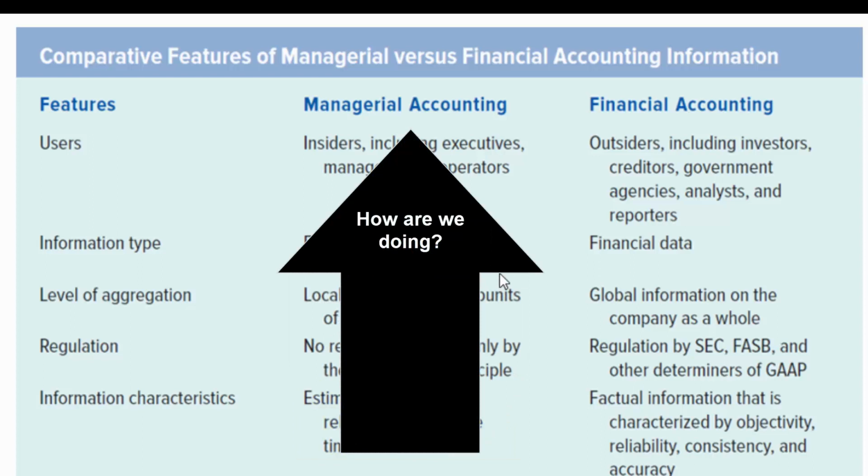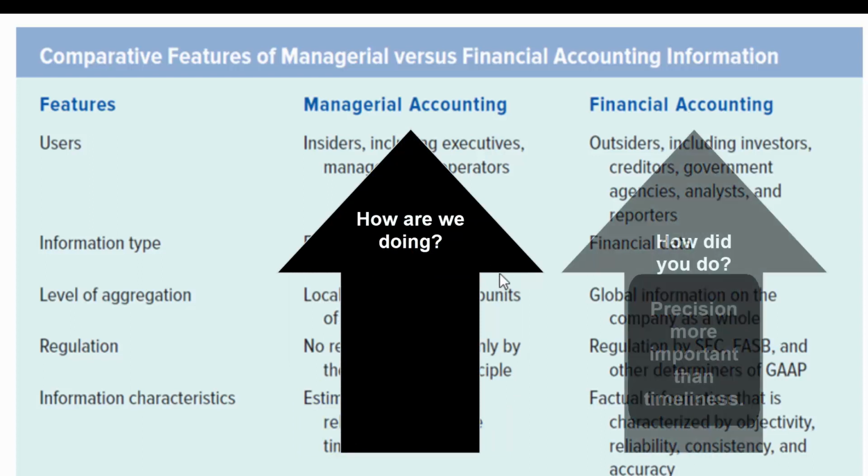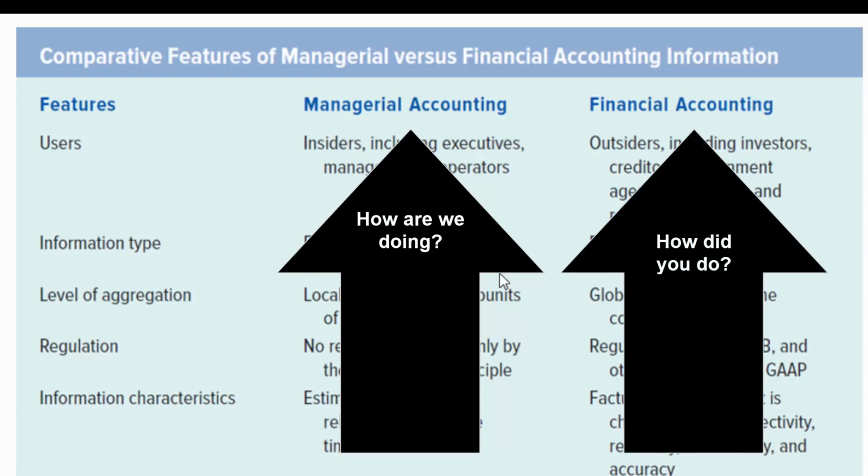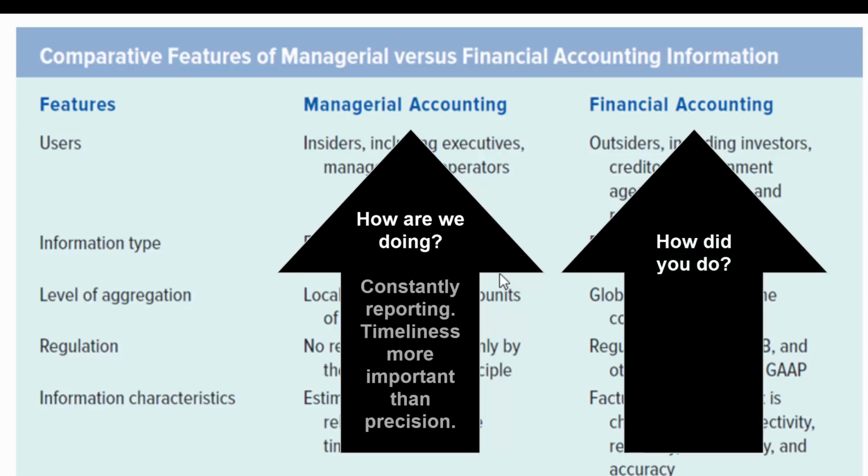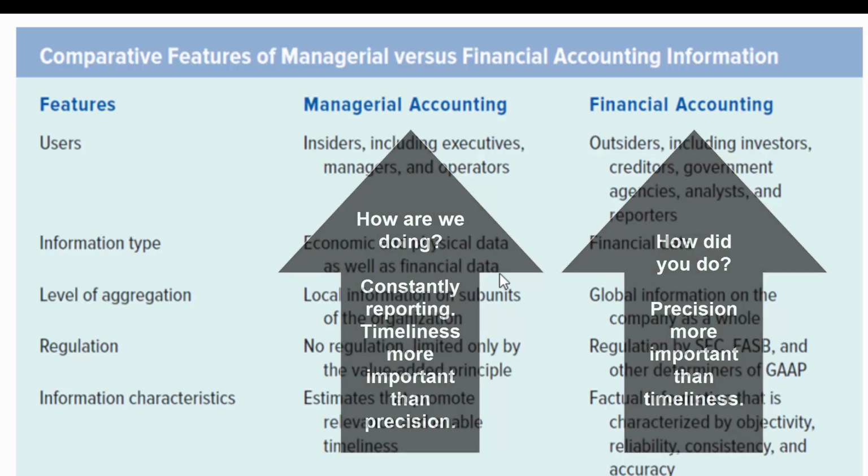Managerial accounting answers the question, how are we doing? So we're looking at the past and the present to predict the future, whereas in financial accounting, we were only looking at the past. And we're going to continually be reporting under managerial accounting. Whereas in financial accounting, it's going to take us a while to produce information. We may not have stuff until 90 days after the fiscal year end.